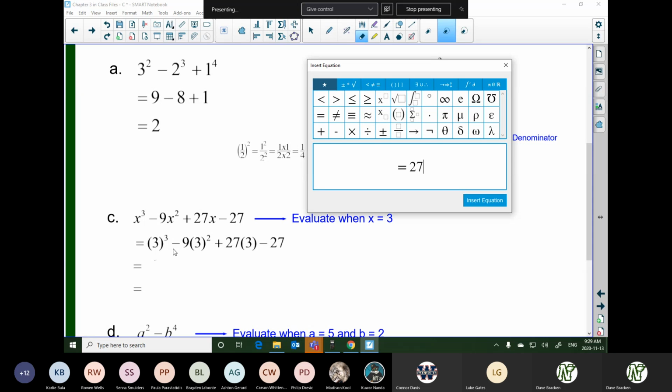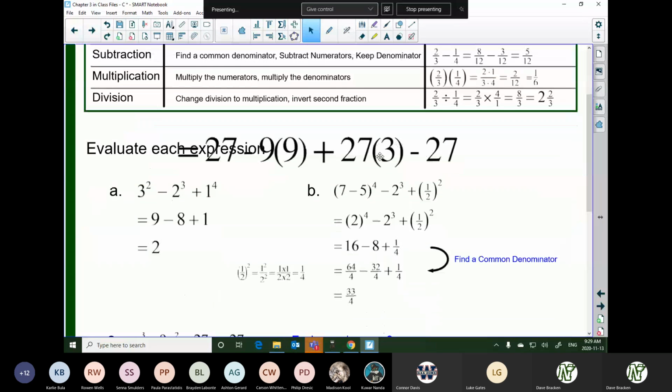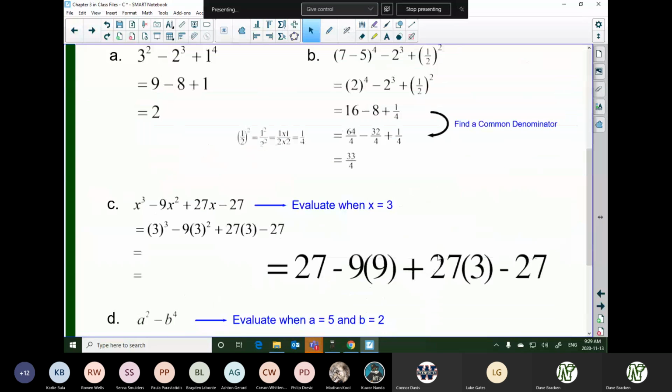And then I go subtract 9. And 3 to the power of 2 ends up being 9, so I'm going to keep the 9 in the brackets. I go plus 27, and I open up a bracket. I just have this 3, and then I go minus 27. This would be what I would put as an intermediate step, just so I don't lose you with the brackets.